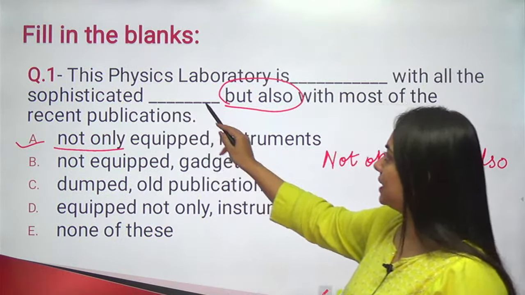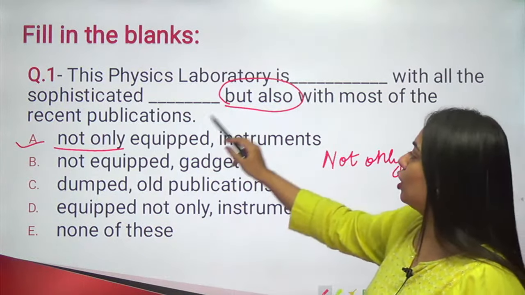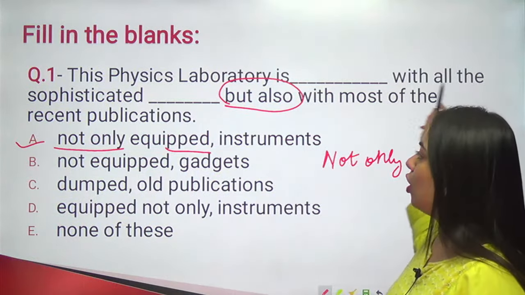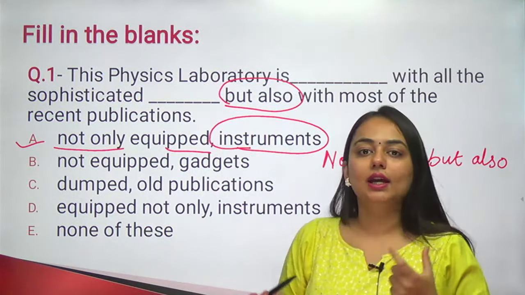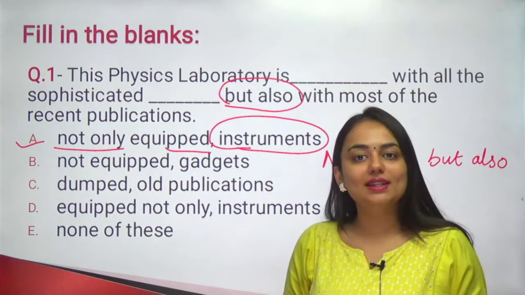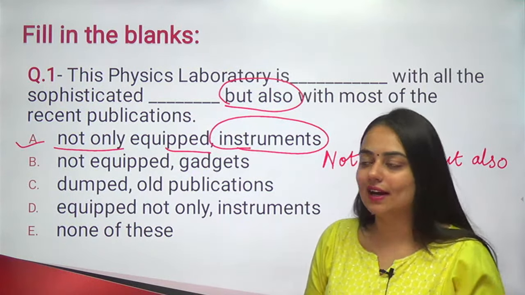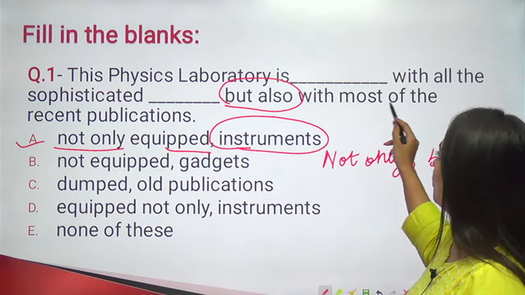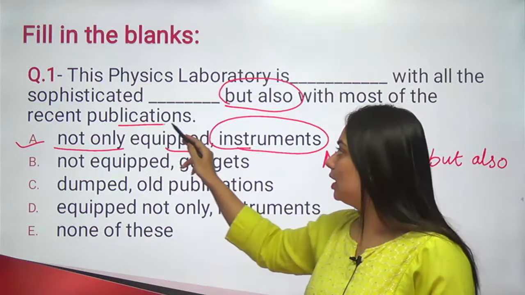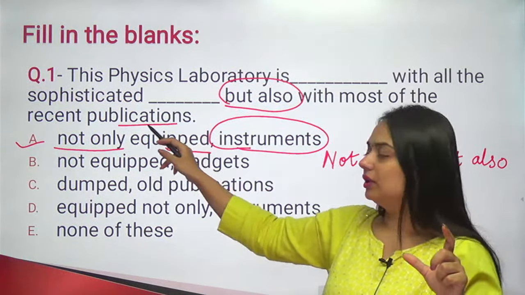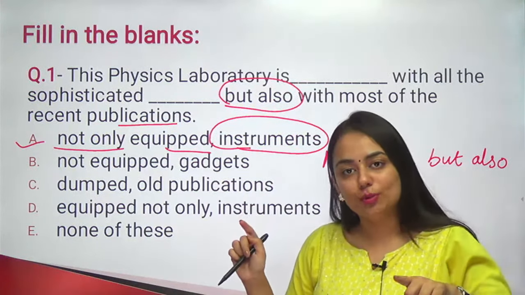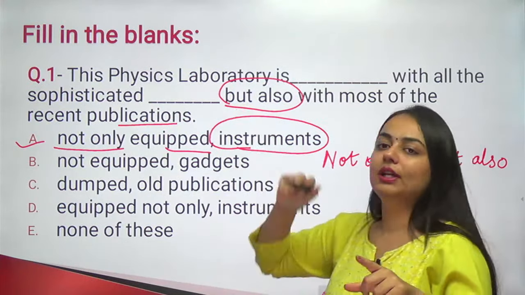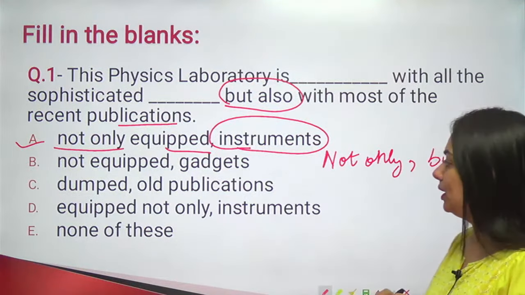So this physics laboratory is not only equipped with all the sophisticated instruments. अब एक laboratory किस चीज से equipped होगी? Instruments से equipped होगी. Now this is a basic understanding. But also with most of the recent publication, ना सिर्फ यहाँ पर instruments हैं, but recent publications भी है. तो ये laboratory fully equipped है, instruments से भी और publication से भी. I hope this one is clear.